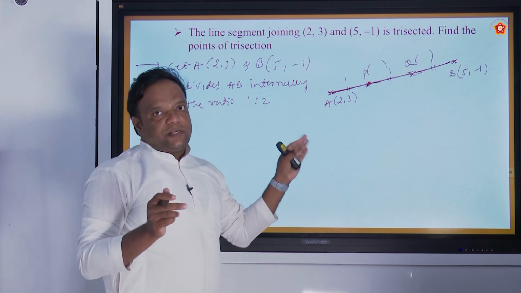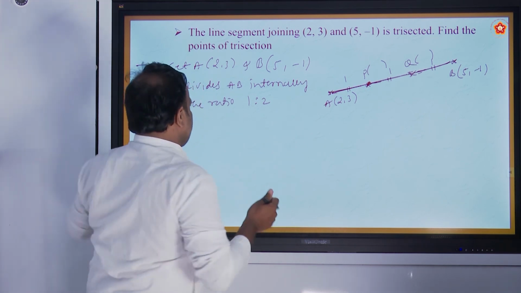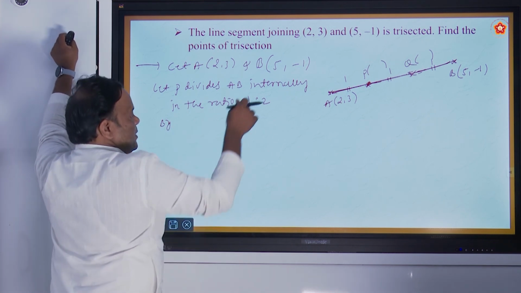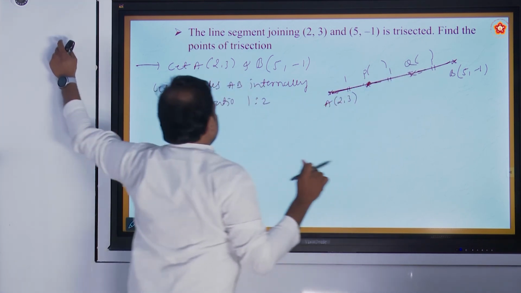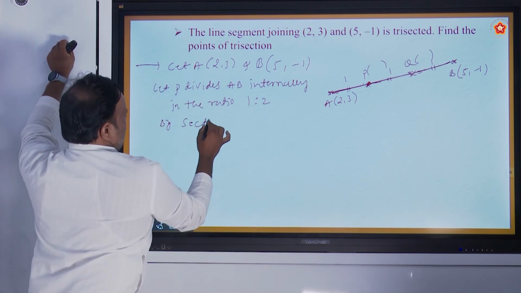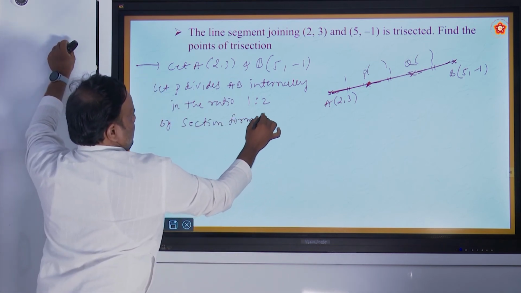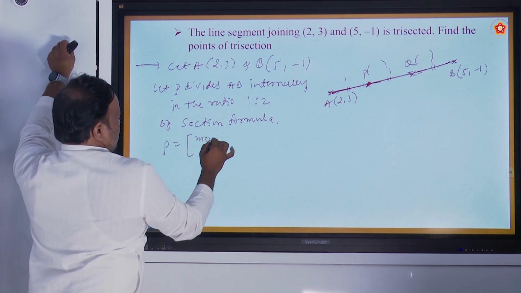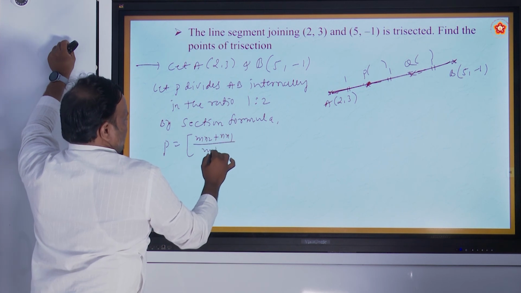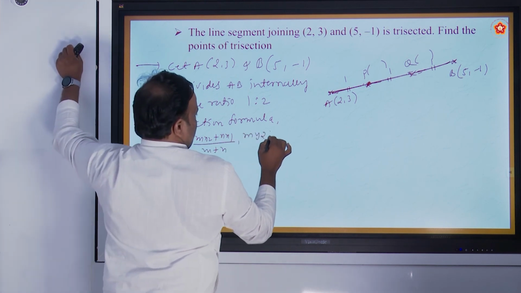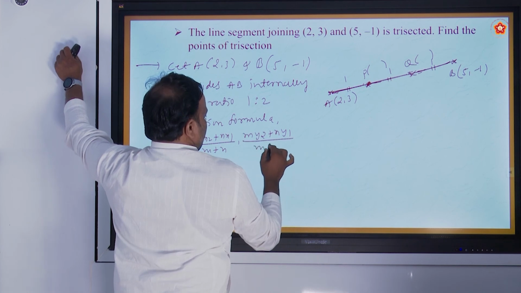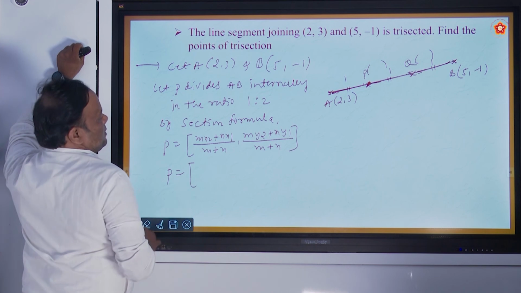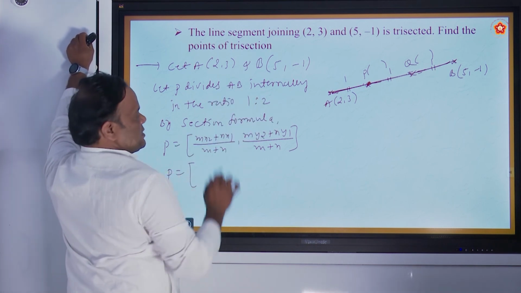P and Q are the points of the line joining AB. So by which formula? You don't use the distance formula. Use the section formula, because here is one part and here are 2 parts. By the section formula, P equals (mx2 plus nx1) by (m plus n), comma (my2 plus ny1) by (m plus n). We have to find P, the point of trisection.